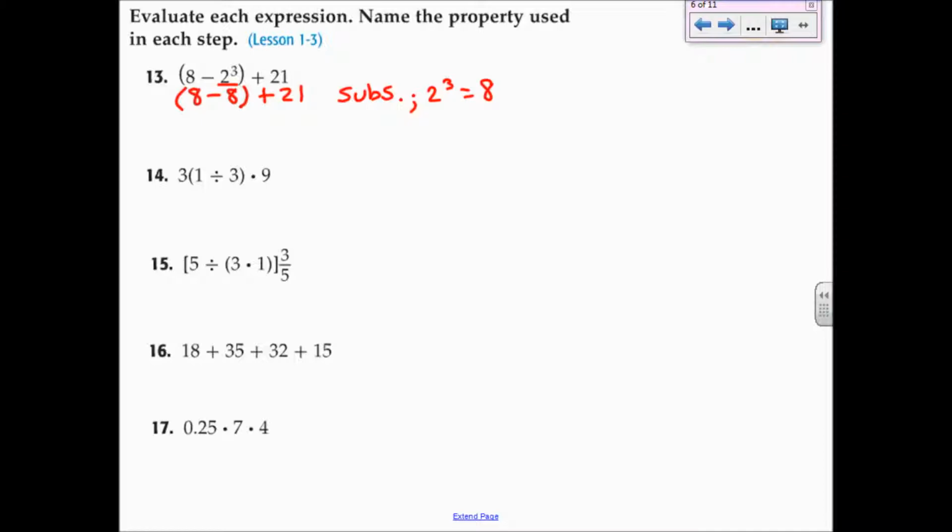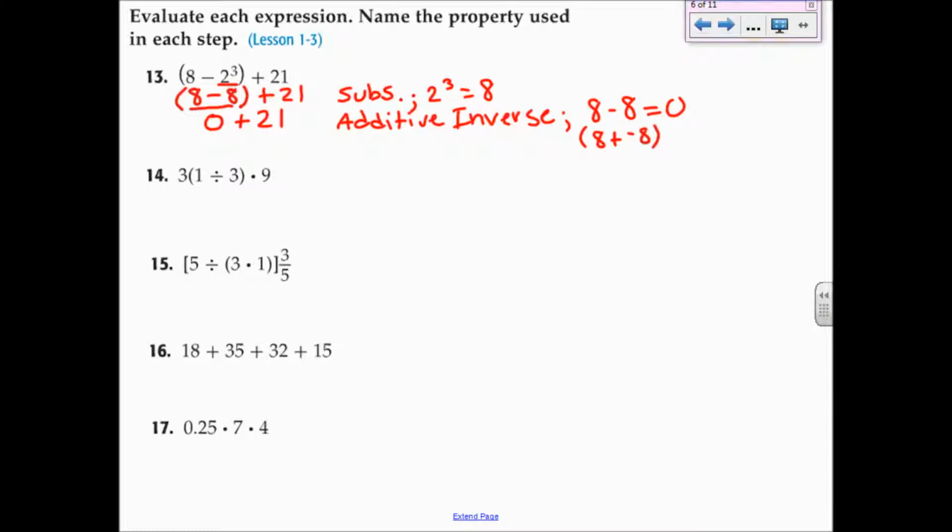The next one is inside the parentheses, I have 8 minus 8, which is 0. And that's going to be by the additive inverse property. And that says that if you add the opposite of a number onto it, it'll equal 0. And remember that when I say 8 minus 8, what it really means is 8 plus the opposite of 8, which is 8, plus negative 8, which is 0.